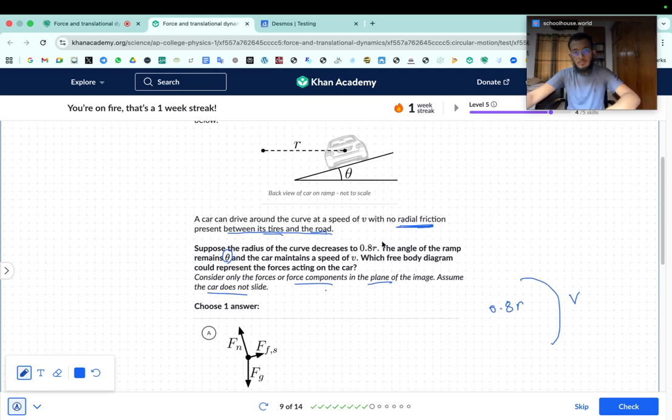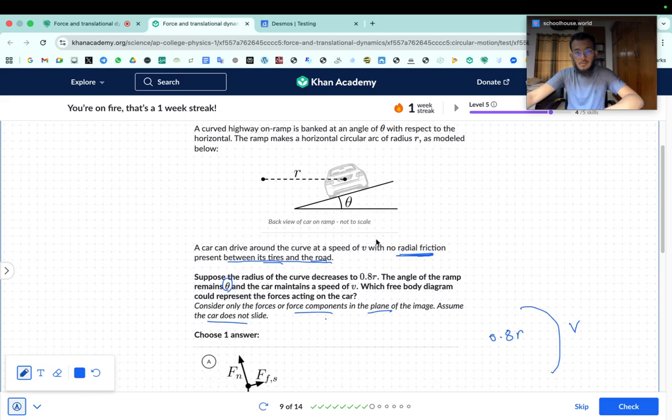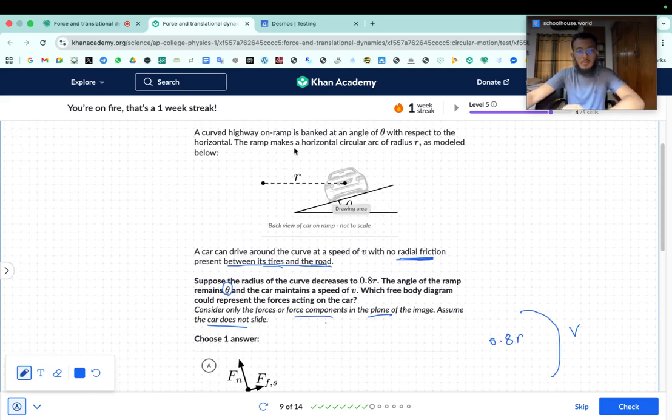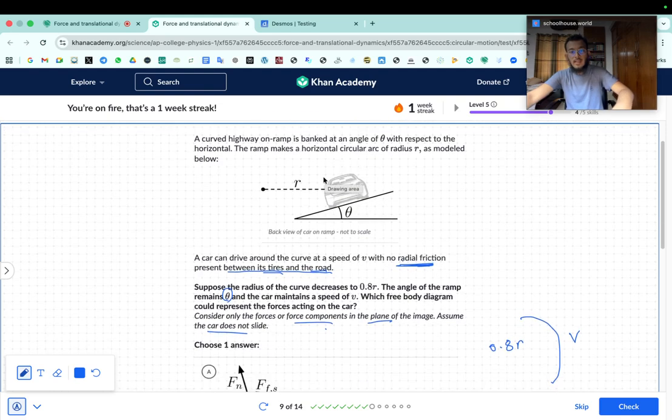Okay. All right. So here is the full picture. A curved highway on-ramp is banked at an angle, as you can see, with respect to the horizontal. That makes a horizontal circular arc of radius r, as modeled below.